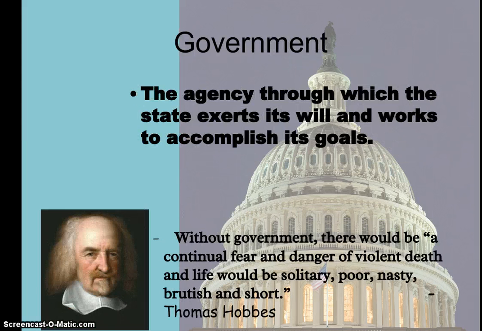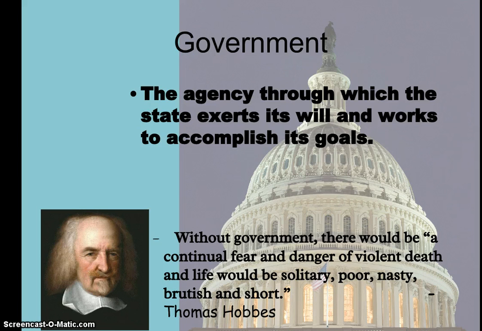All right, what is government? We talked about this again last time. The government is the agency through which the state exerts its will and works to accomplish its goals. So, in order to be a state, you have to have a government. It can be organized in lots of different ways. We talked about those different types of government last time. But it has to have some kind of organization, right?